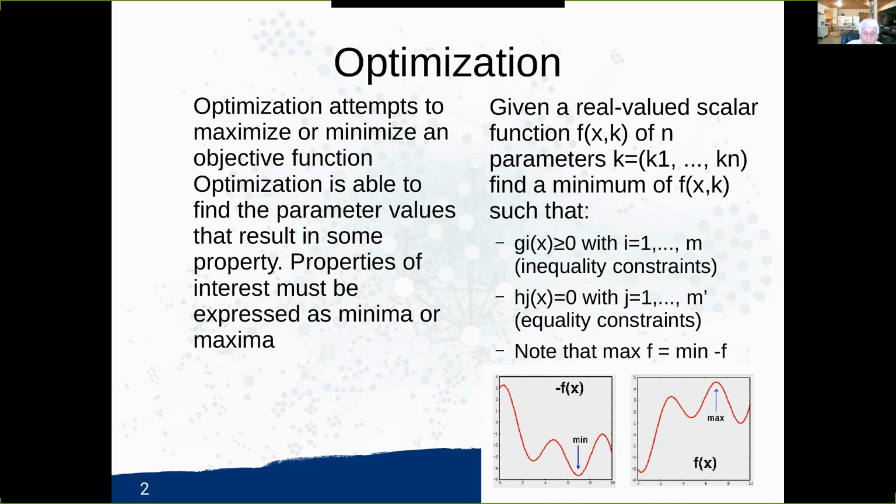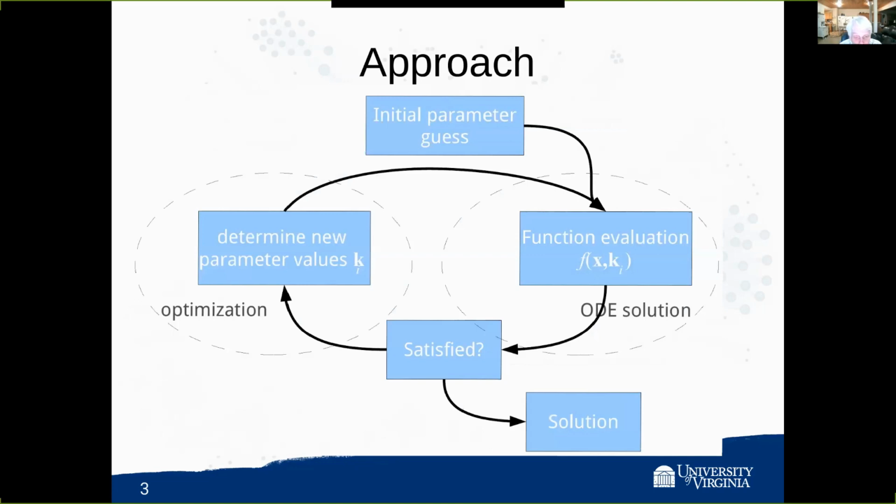So if we optimize, what is the approach? In general, we have some function which we want to evaluate. That's called the objective function. We have an initial guess of parameters for this function. We do an evaluation. It can be a time course, it can be a steady state, it can be all kinds of things. At this moment, it's very generic. And then we check whether the solution, the function value, is actually satisfactory to us. If not, we start with the optimization and we determine new parameter values.